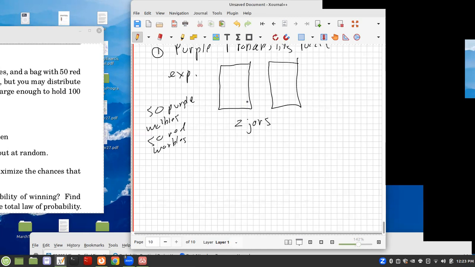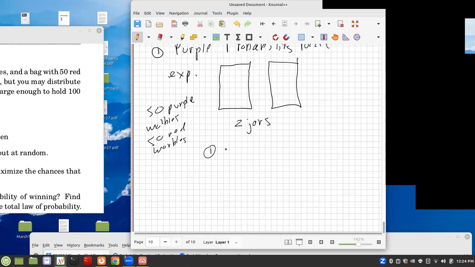So what's the experiment? One of the jars will be randomly chosen, and then a blindfolded person will reach in and pull out one of the marbles. You want to distribute the marbles so you have the highest probability possible of getting a purple marble. And what is that probability? And also, how can you justify your answer with conditional probability? So sort of 3 pieces.